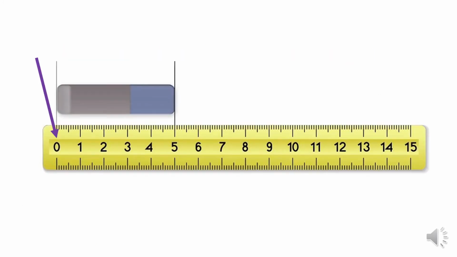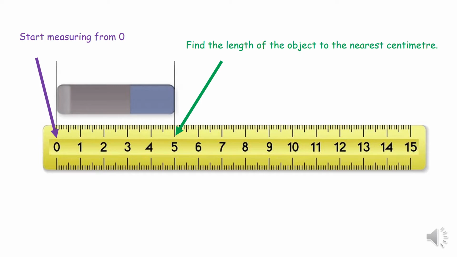When we measure, we must start from the number 0. It's very important so that we get an accurate measurement. And then we look for the closest number that the object ends on. Sometimes we need to round it up. This rubber here ends exactly on the number 5, so we can see that the rubber is 5 centimetres long.